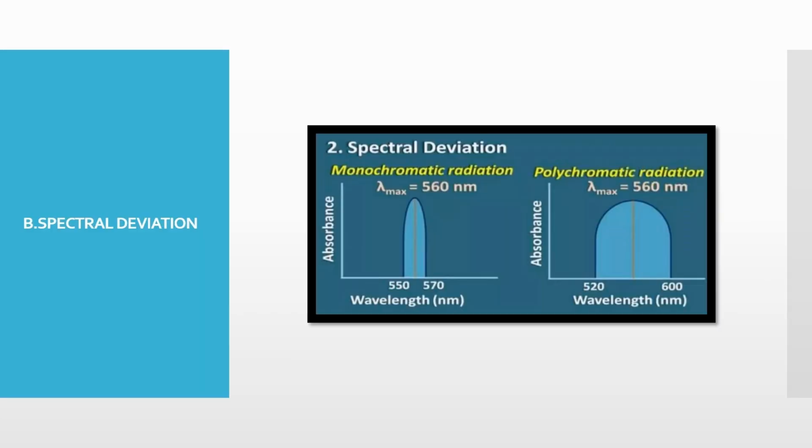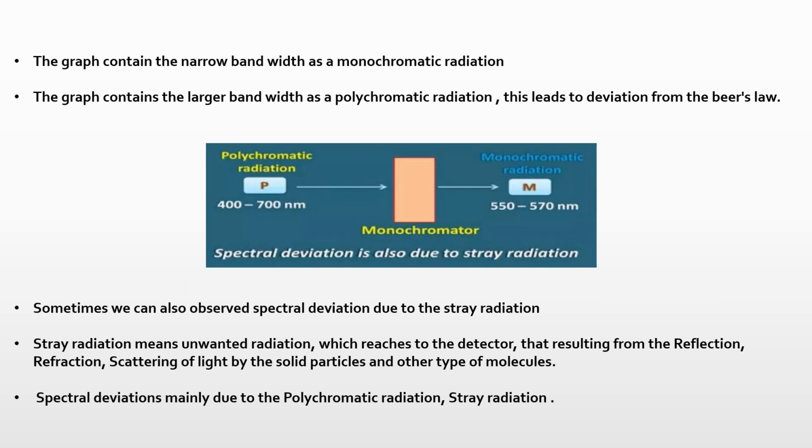B. Spectral deviation. The graph contains a narrow bandwidth as monochromatic radiation. The graph contains a larger bandwidth as polychromatic radiation. This leads to deviation from Beer's law. Spectral deviation is also due to stray radiation. Stray radiation means unwanted radiation which reaches the detector, resulting from the reflection, refraction, and scattering of light by solid particles and other types of molecules. Spectral deviations are mainly due to polychromatic radiation and stray radiation.